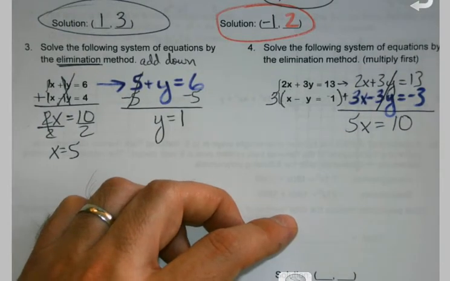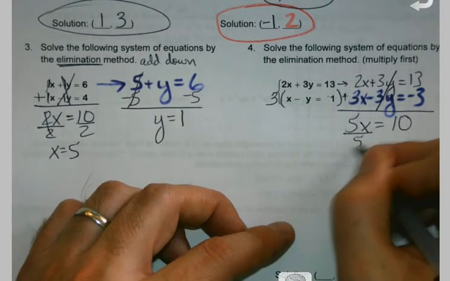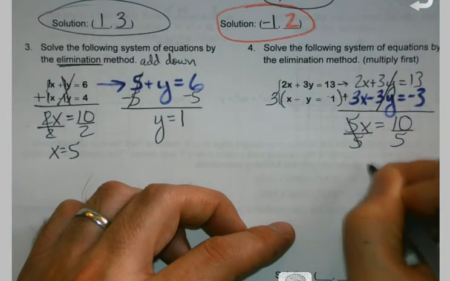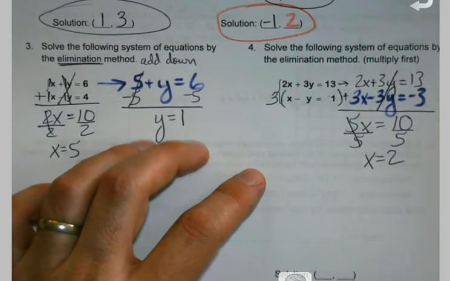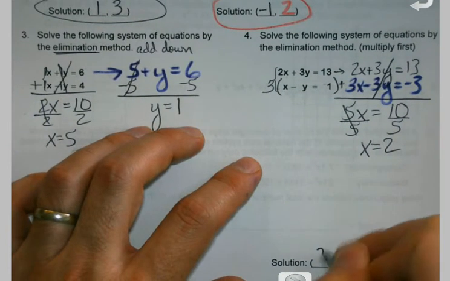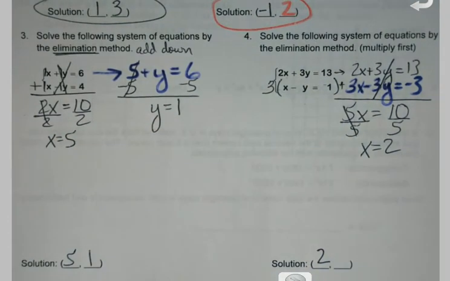And again, we're back to a quick one-step equation. Since we're multiplying by 5, we'll just divide by 5. And I'll get my x value this time first. And you don't have to get x first every time. Sometimes it can be y. And then you have your choice on which equation you want to plug into. It doesn't matter.